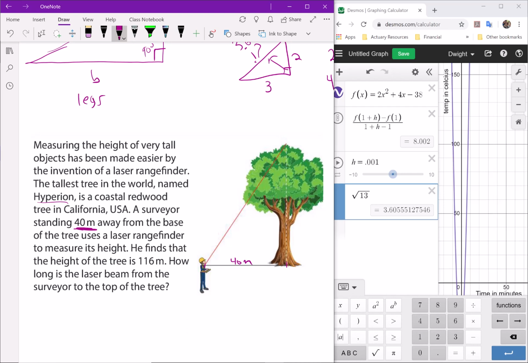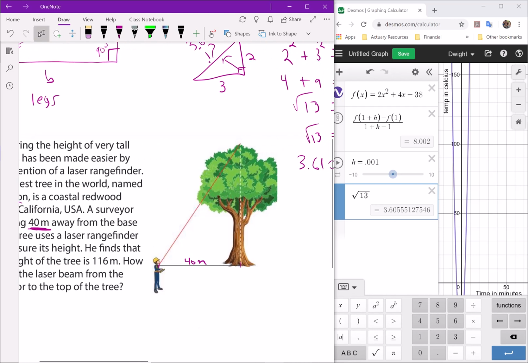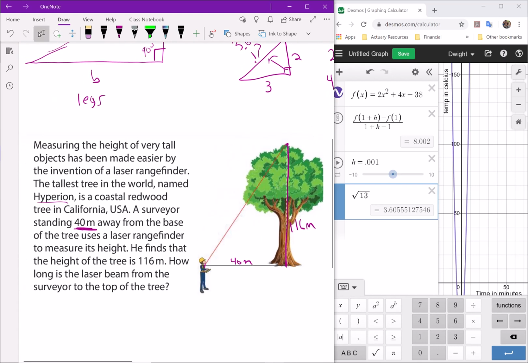And he uses a laser rangefinder to measure its height. He finds that the height is 116 meters. So he figures out that this height is 116 meters. Let's change this question. So we might want to know how long is the laser beam to the top of the tree. So we might want to know this distance here.